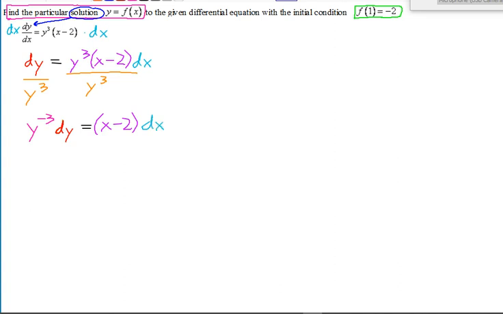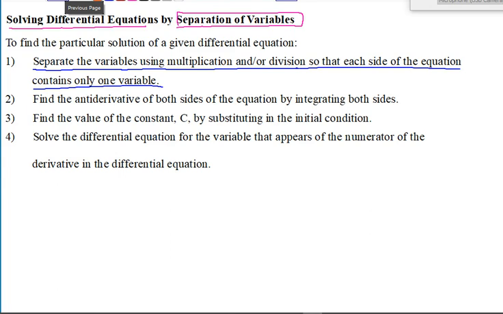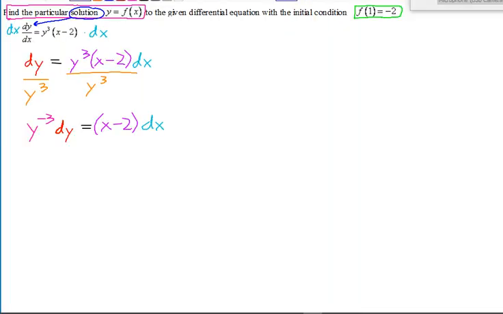So now the variables are separated, the y's with a dy, the x's with a dx, and now we're all set for the next step: once you get them separated, find the antiderivative or integral of both sides of the equation by integrating both sides. Okay? So now we're going to integrate both sides. So you integrate y to the -3, you add 1 to the exponent, so y to the -2, and divide by the exponent, divided by -2.